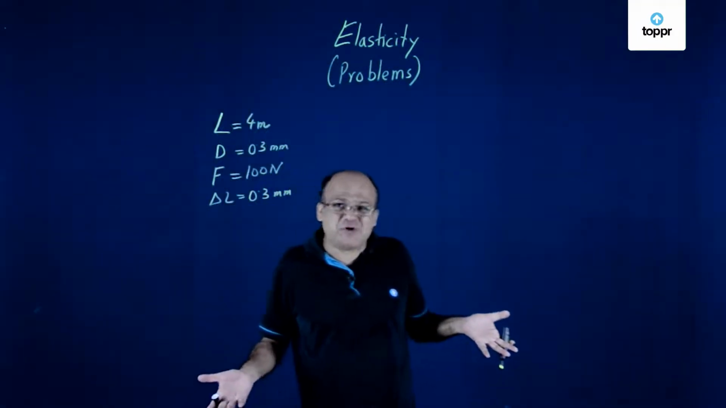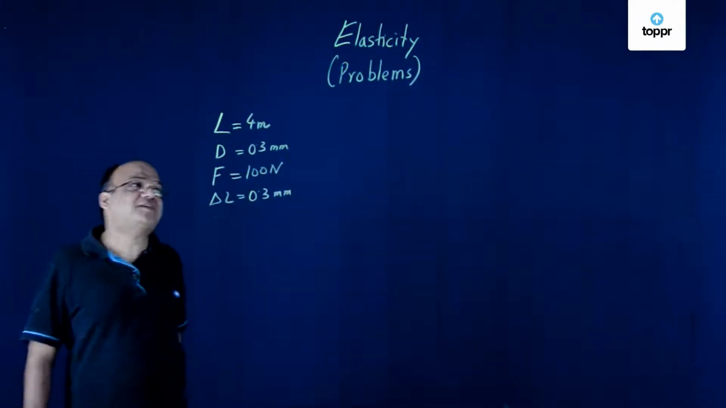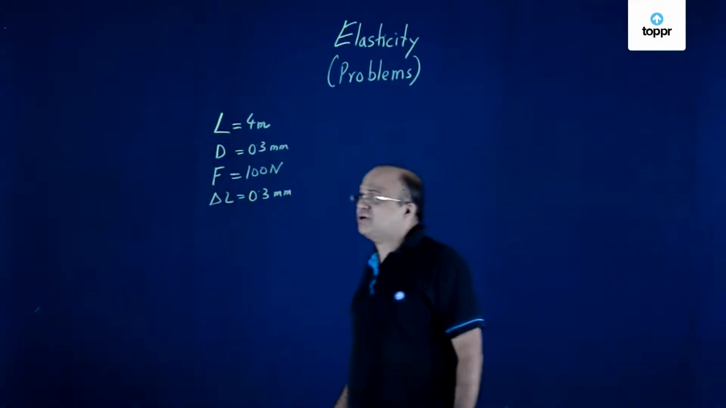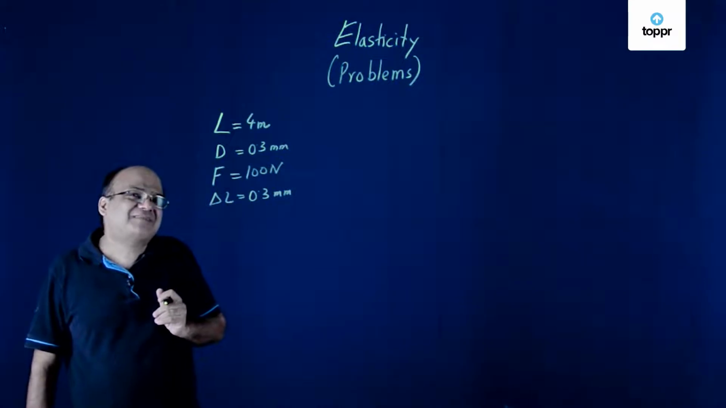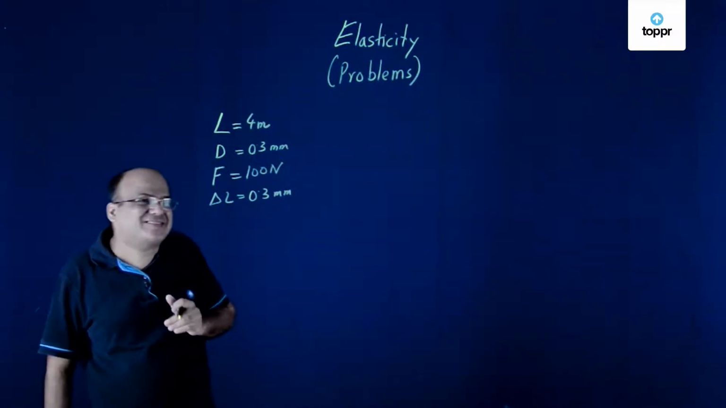Now let us look at one more problem. Length of a wire is 4 meter, its diameter is 0.3 mm. The force applied is 100 newtons, and the change in length is 0.3 mm. They are asking what is the potential energy stored in the wire. So how do you find this?